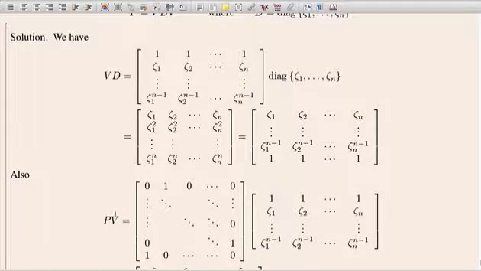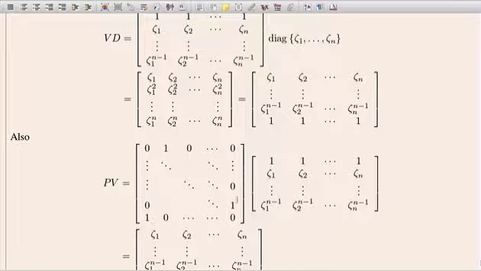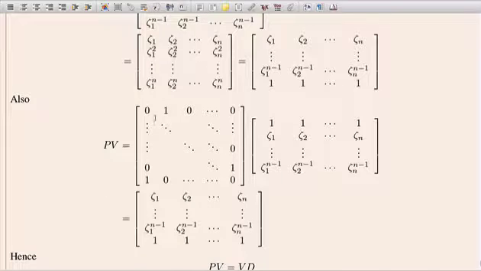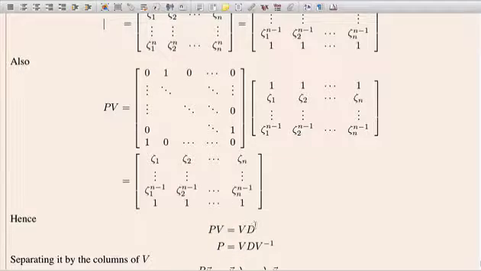And if you also calculate p times V, where p is this permutation matrix, and we already have what V is, this moves the second row to the first, and so on. So it moves all the rows up by 1, except the first row, which moves to the last row. And if you compare the two, you get that p times V equals V times D, which is exactly saying that p equals V times D times V inverse.